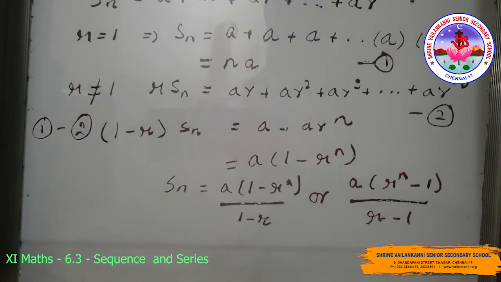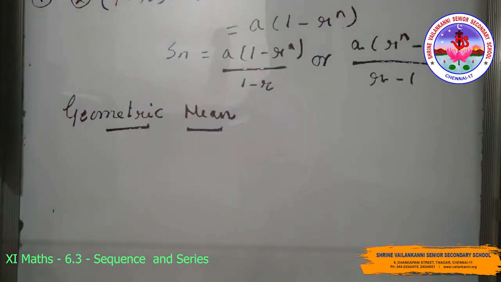Sum of n terms of a GP, Sn, is A into 1 minus R power n by 1 minus R, or A into R power n minus 1 by R minus 1. Next one is geometric mean. The geometric mean of two positive numbers A and B is the number root AB.